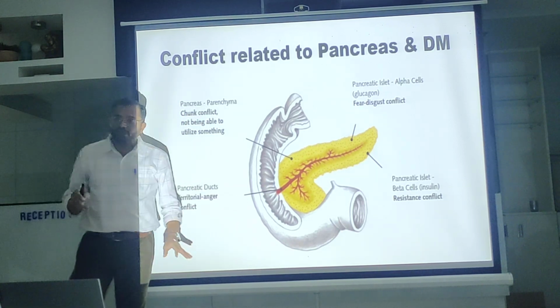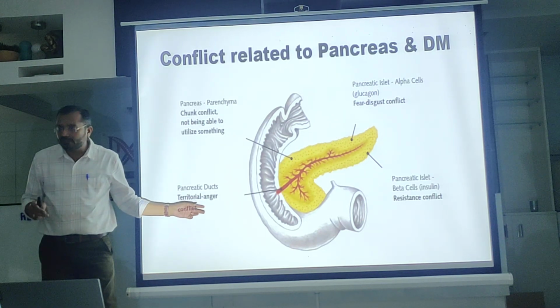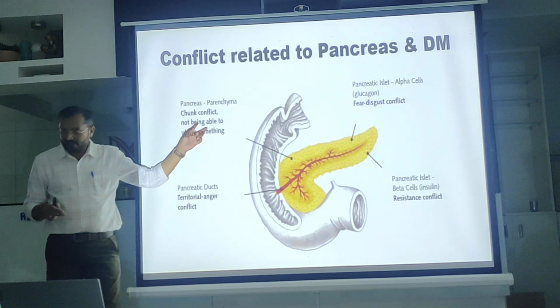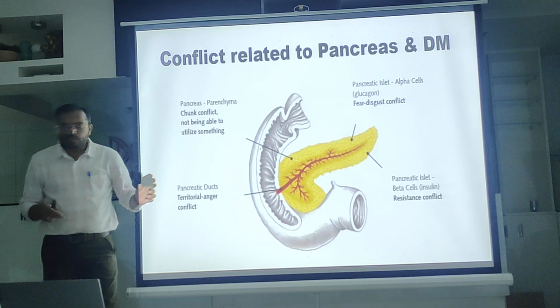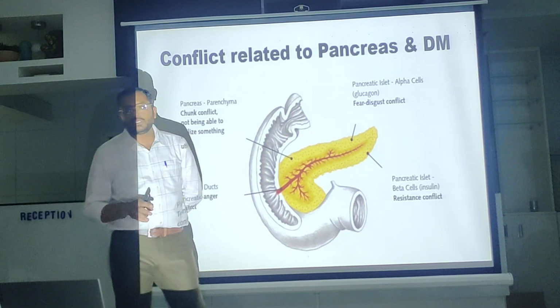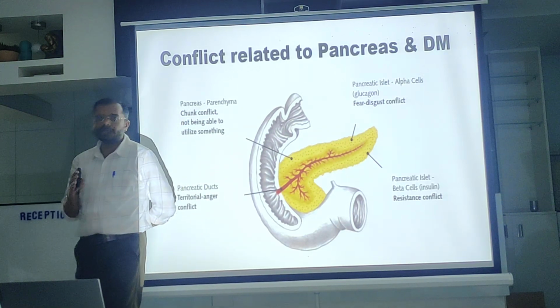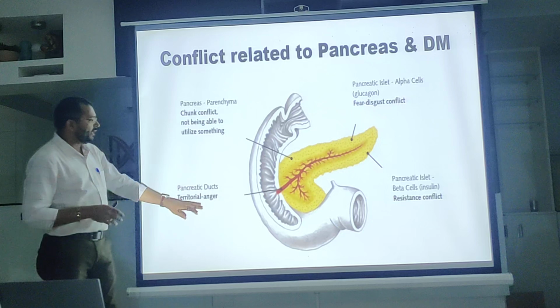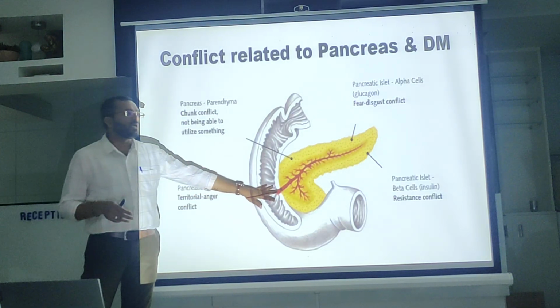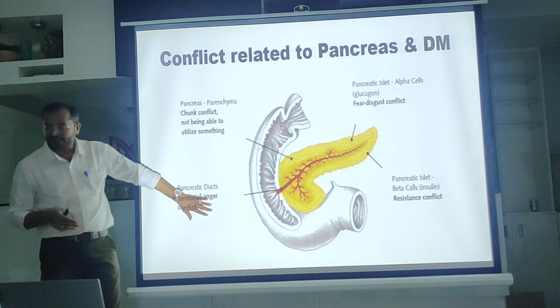So whenever you have pancreatitis, you must find out this or this. Sir always says that the pancreas is the property. So when there is an issue regarding the property, a fight regarding the property, a conflict regarding the property, you must develop pancreatitis, and that is the duct. So this is the conflict here.